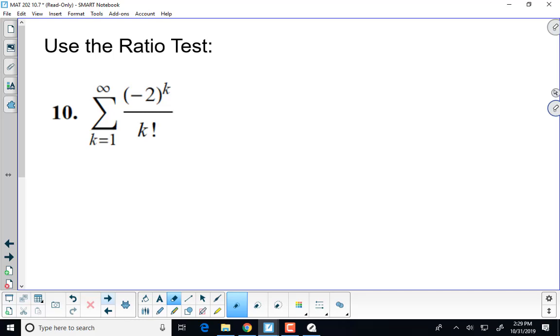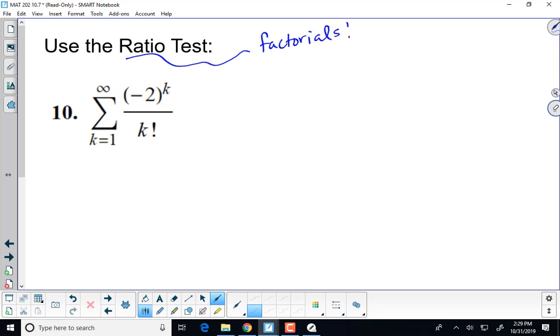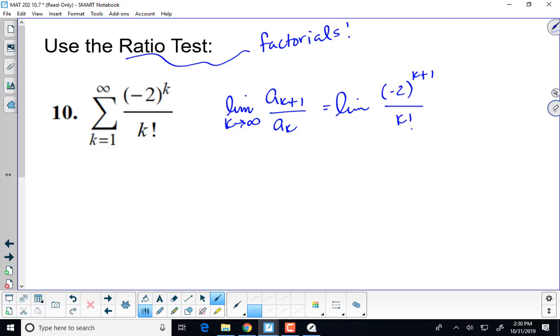All right, so let's take a look at this one. The ratio test is especially helpful when you have factorials. When you have factorials, the ratio test is great because you can get rid of the factorial part when you do the ratio of consecutive terms. So here's what we're going to do. We're going to take the limit of a sub k plus 1 over a sub k as k goes to infinity. So that will be the limit of minus 2 to the k plus 1 over k plus 1 factorial, times k factorial over minus 2 to the k. And let me point one thing out with the signs.